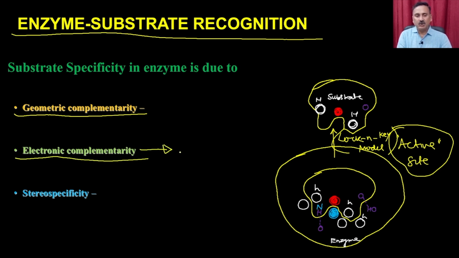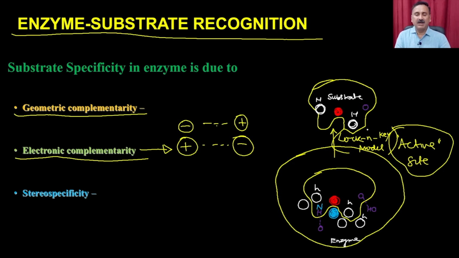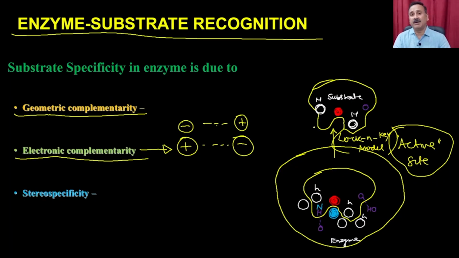This means it should have the different types of groups. So for example, the positive is going to have the interaction with the negative, and similarly the negative will have an interaction with the positive, right? So that's also going to be true. That also should match, because there could be a possibility that you may have similar kinds of three-dimensional structures, but it may not map the interaction. It may not map the electronic complementarity.